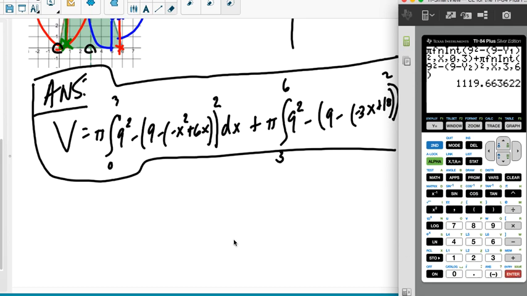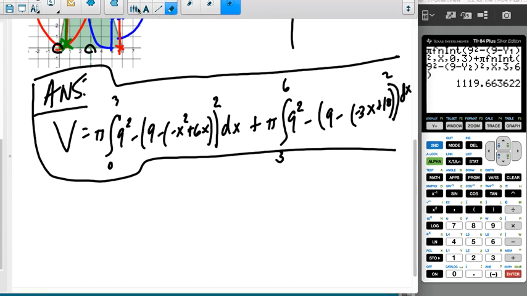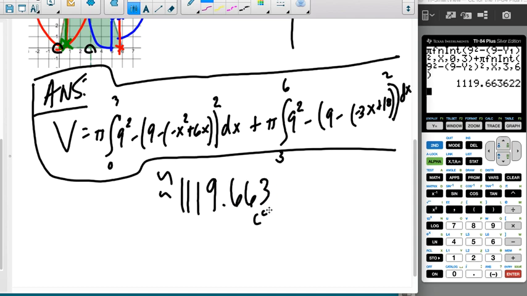And then hit enter, and we get this ridiculous, completely crazy number. So we get that this is a 1,1,9,6,6,3, or 4, depending on if you round or truncate. And that's your challenge problem.